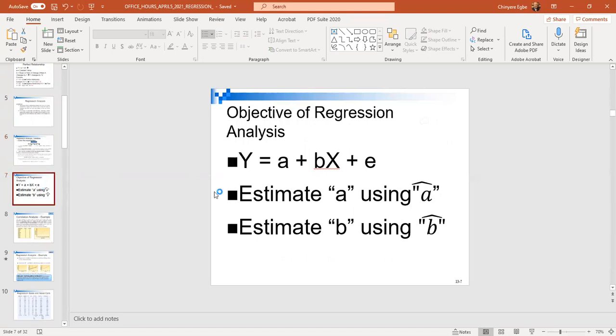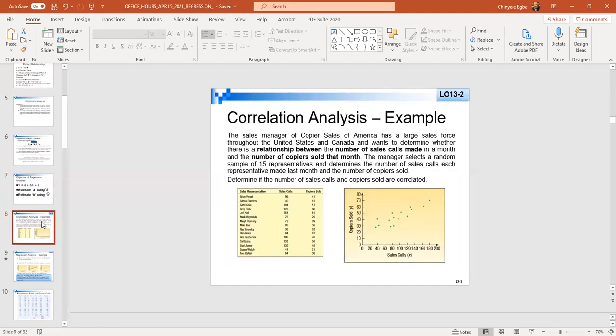All right. So the objective of regression analysis is to use data to estimate A using A hat, which is the estimate of A, and to estimate B using B hat. B hat is your estimate of B. B hat is a sample estimate, and B is the true value. We don't know what the true value is. This is why we do statistical analysis.